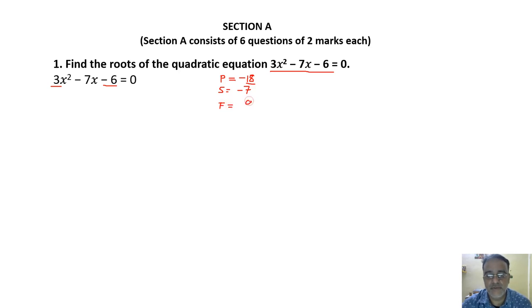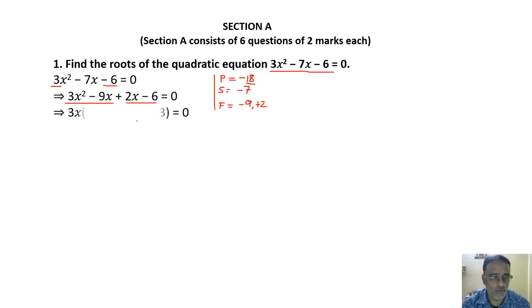9 and 2, okay? So the sign of the sum we will put on the bigger number, and the other one is plus 2, opposite sign, right? So now we are going to split minus 7x as minus 9x plus 2x minus 6 is equal to 0. What is common between these two terms? 3x. And in these two? 2. Right. So we take x minus 3 common from both. So we got two factors: x minus 3 into 3x plus 2 is equal to 0.